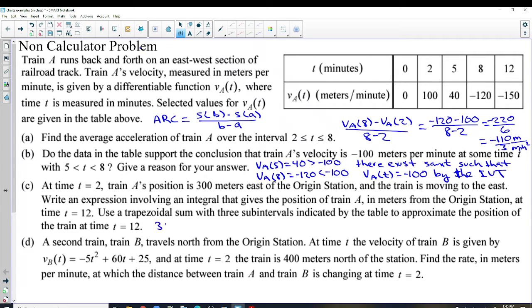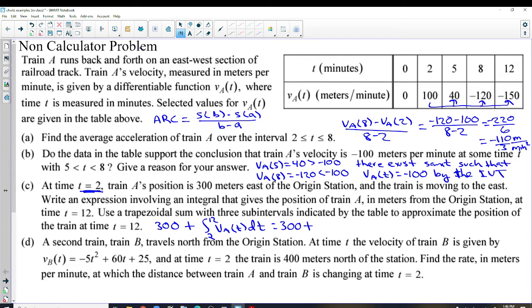Well, at t equals 2, we're at position 300. Then we add the integral from 2 to 12 of v sub A of t dt, because position plus displacement equals new position. So the integral is the displacement. Now they're asking us to use a trapezoidal sum to approximate that displacement. We're going from 2 to 12, so there's the first trapezoid, second trapezoid, the 3 trapezoids right there.